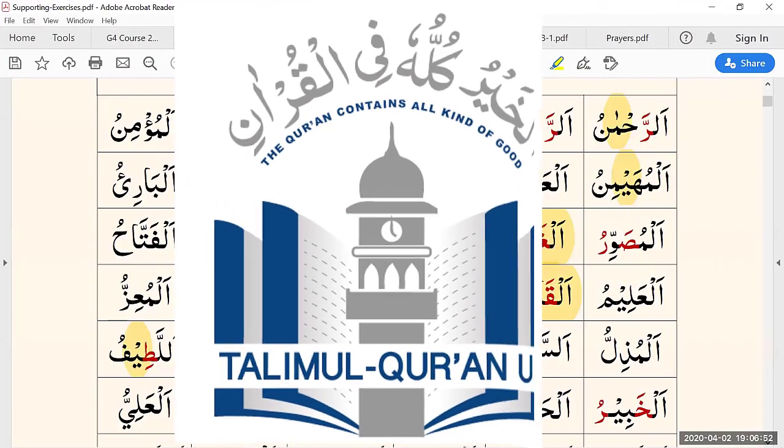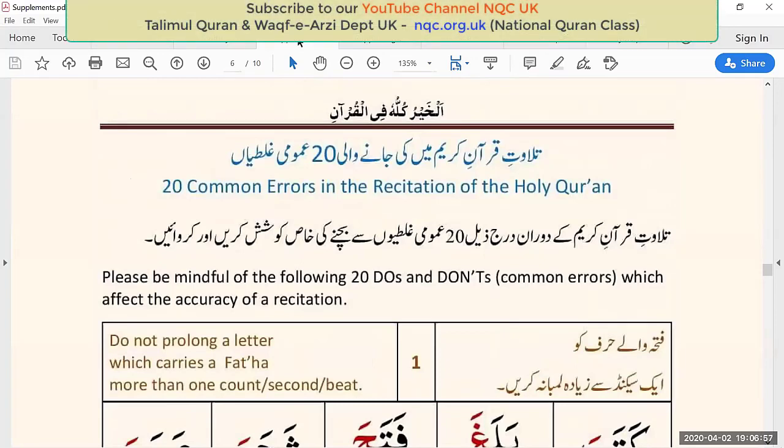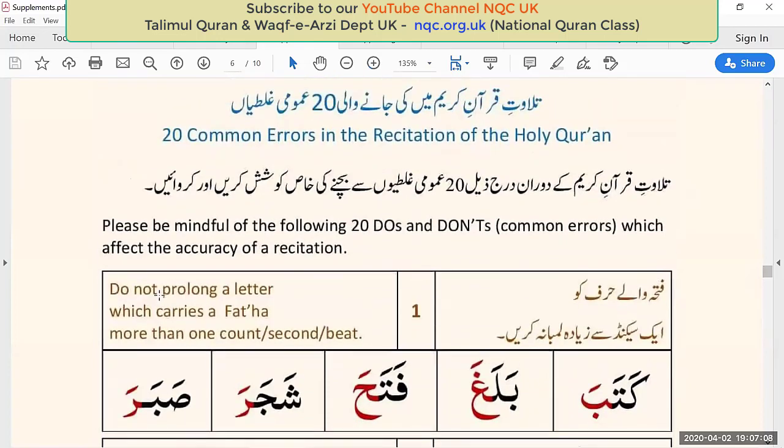So now we are going to start our class, and first we are going to revise the first 10 common errors. So as all of us know, the first error is made by prolonging a fatha stroke. The rule for a fatha stroke is that you do not prolong a letter which carries a fatha more than one count, second, or beat. However, sometimes people prolong it for more than 1 second, which is wrong because it changes the meaning of the word.